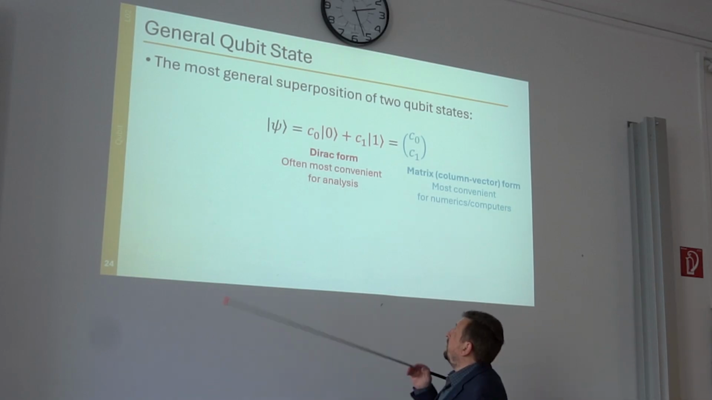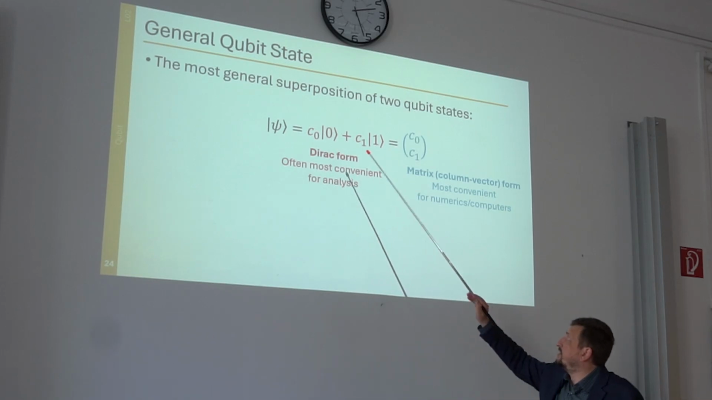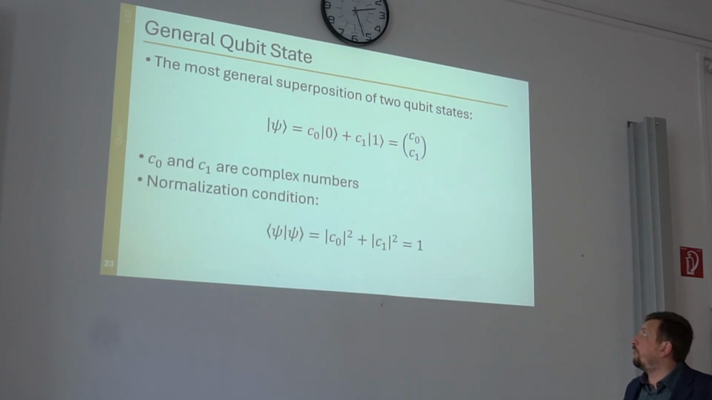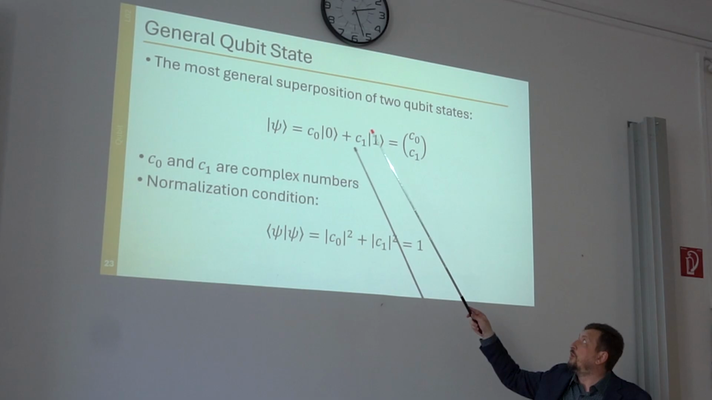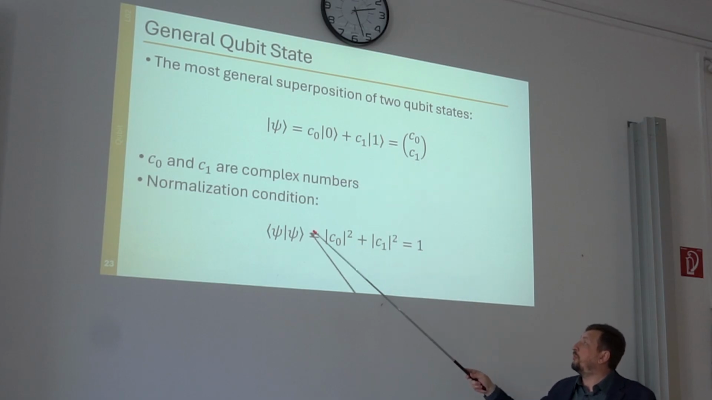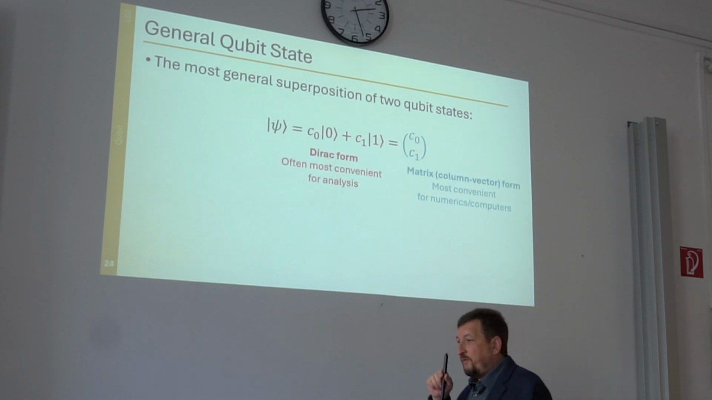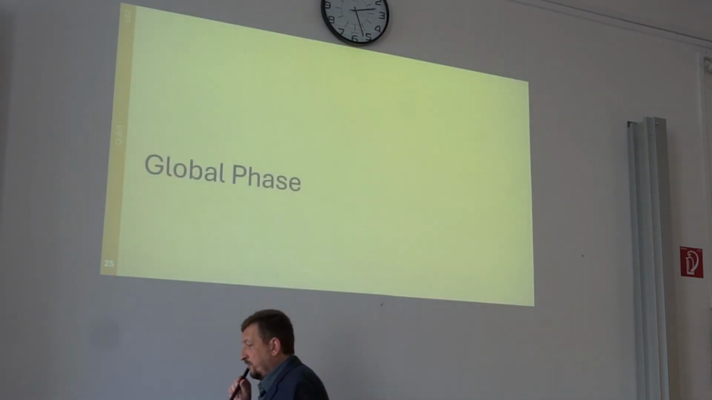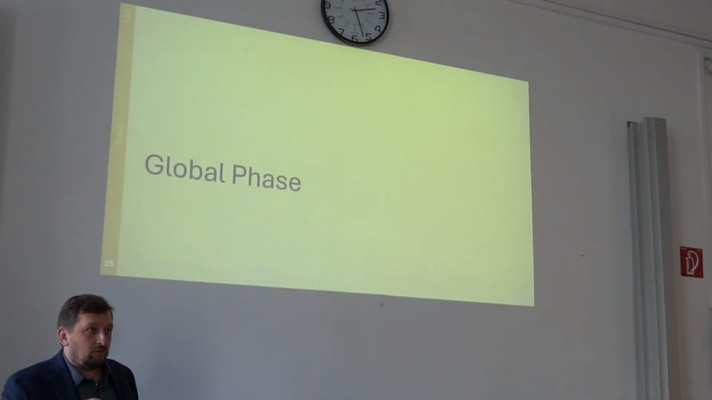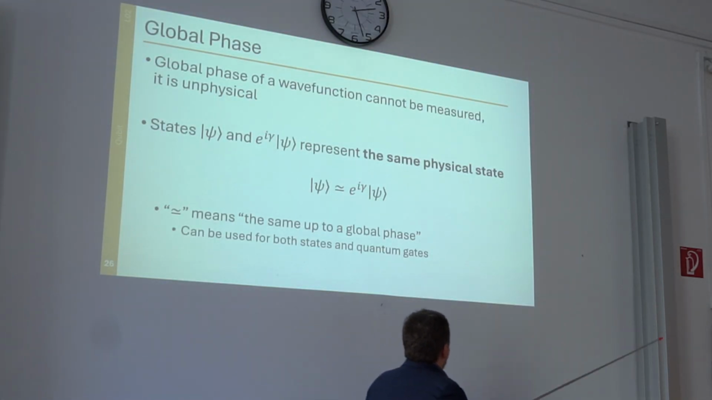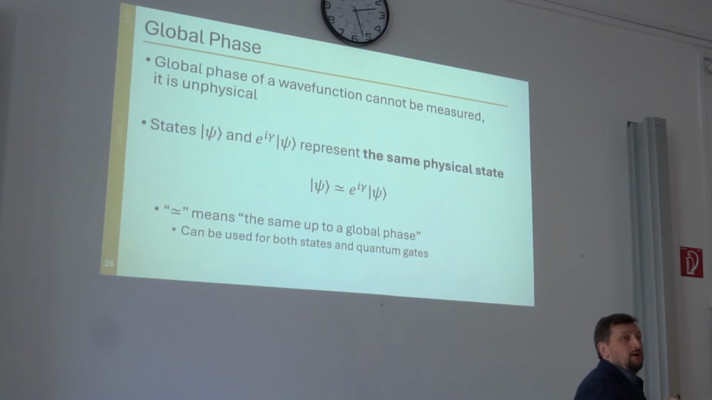Okay, so this is the most general form of a single qubit: a superposition with two complex numbers subject to this normalization. There is one very important thing about quantum states, and this is global phase. You have probably heard that the global phase of a wave function cannot be measured.